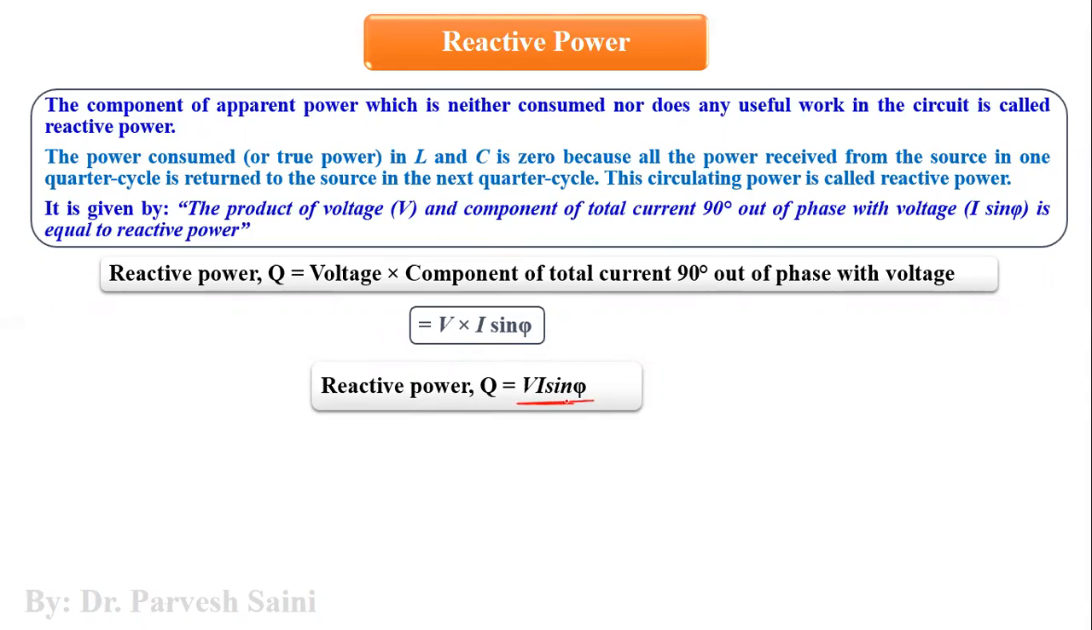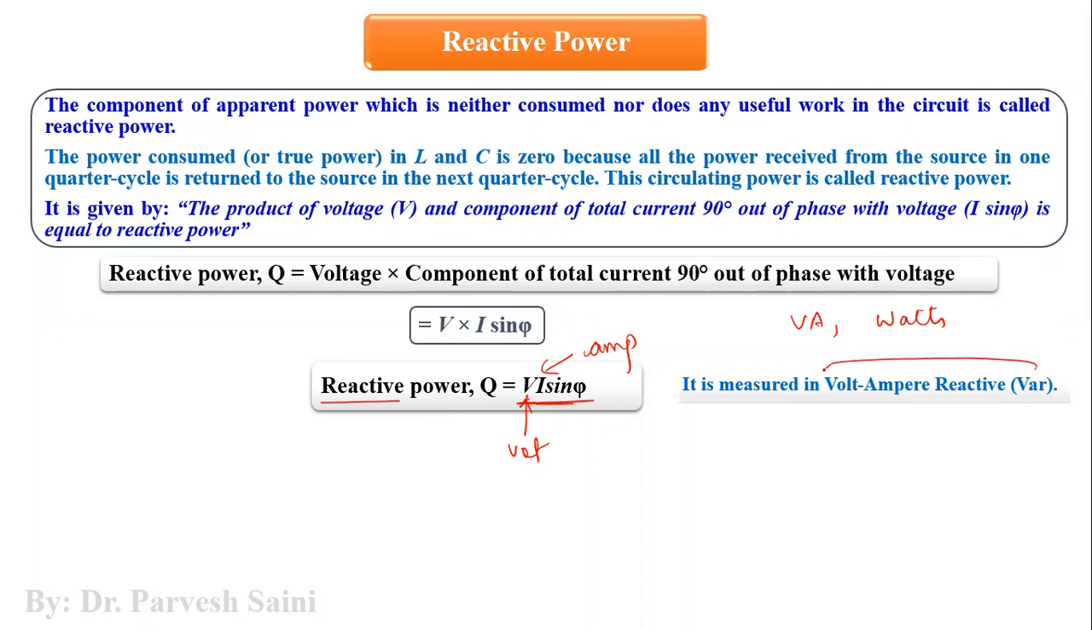This is the mathematical formula for reactive power, and it is measured in volt ampere reactive. Because V is measured in volts and I is measured in amperes, this is the reactive power. Just to distinguish between the apparent power, which has the unit of volt ampere, and the active power, which is measured in watts, we have the unit of reactive power as VAR, volt ampere reactive.